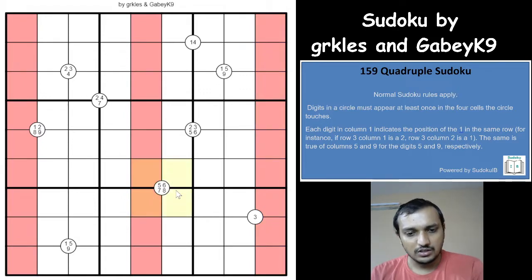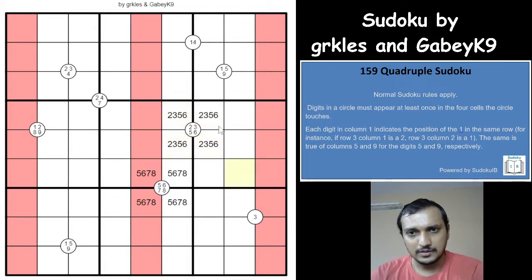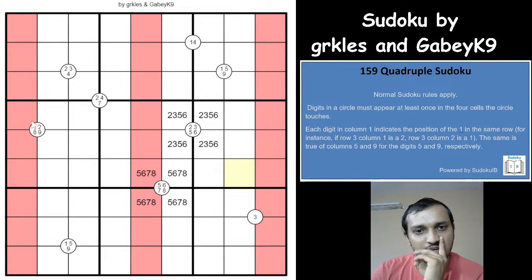So let us see. These would have to be 5, 6, 7, 8. These would have to be 2, 3, 5 and 6, right? You know that one of the ones would have to be in these 4 cells.